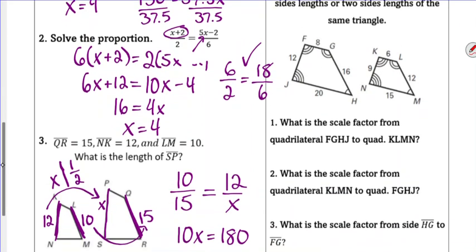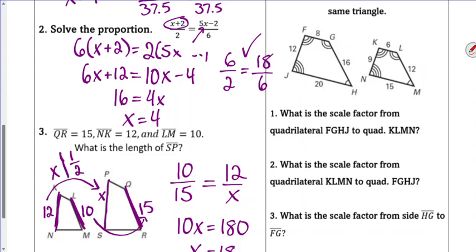And the direction's going to matter here. Actually, these are the exact opposite. We're just asking, what's the scale factor from FGHJ, from this one to this one? So what would I multiply 8 by to get down to 6? Going from 8 to 6, that's what we already talked about, we would multiply by 3/4.